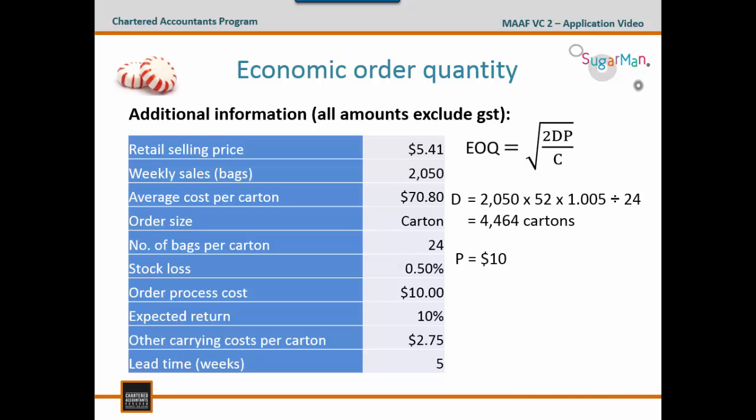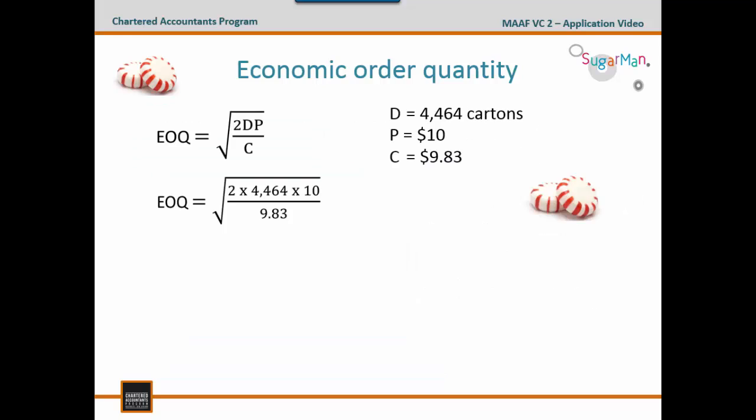The cost invested in the inventory is calculated as the cost of the inventory multiplied by the expected rate of return. In this case, $70.80 times 10% being $7.08. This represents the required return for holding the inventory. Adding these two amounts together, we have the carrying amount of $9.83. Using each of these figures in the economic order quantity formula, we have a result of 95.3.